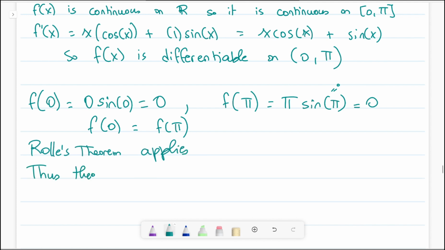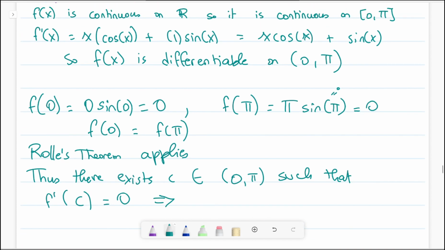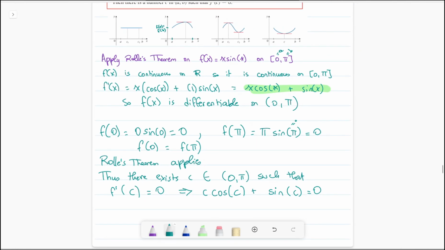Thus, there exists c belonging to the open interval 0 to pi, such that the derivative of f evaluated at c is equal to 0. So this means, where did we already evaluate the derivative of f? It is right here. This means that c cosine of c plus sine of c is equal to 0. And this is how we apply Rolle's theorem.